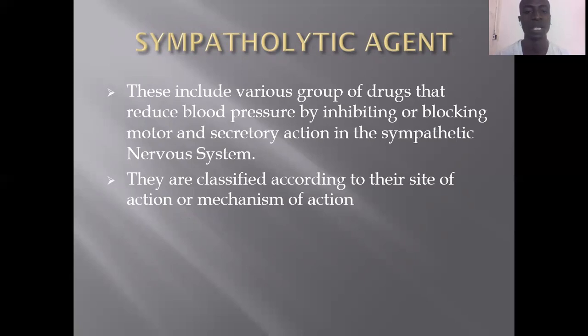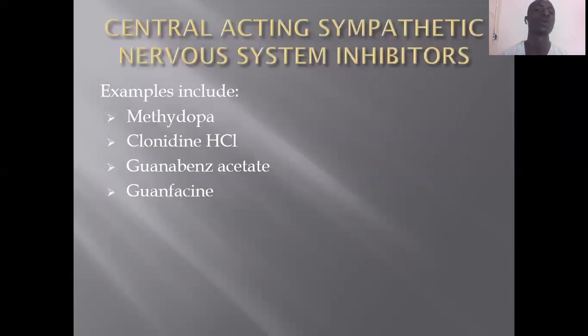These drugs work by inhibiting or blocking the motor and secretory action of the sympathetic nervous system. They are classified according to their site of action. That's where the name sympathetic nervous agent comes from. So we have the centrally acting sympathetic nervous agents or inhibitors.